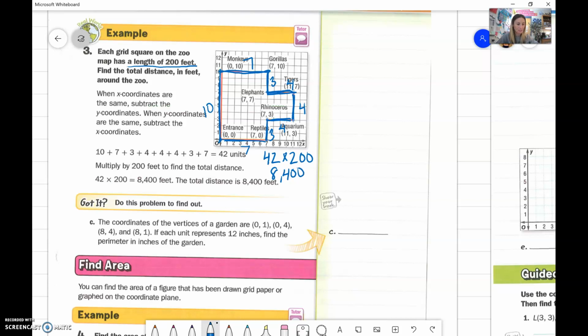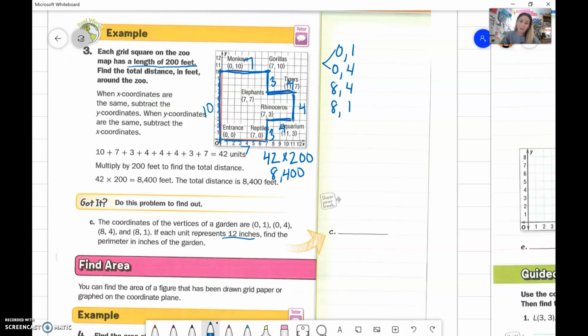Okay, so take a look at this next one. This next one says the coordinates of the vertices of a garden are 0, 1, 0, 4, 8, 4, and 8, 1. Okay? It says if each unit represents 12 inches, find the perimeter of the garden. So first, let's find the perimeter, and then we're going to multiply that by 12.